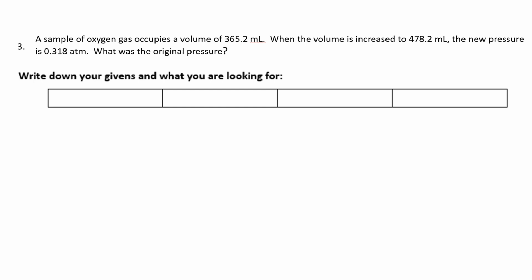Practice problem 3. We have P1, V1, P2, and V2. A sample of oxygen gas occupies a volume of 365.2 milliliters. When the volume is increased, so now our volume is changing, so this is our second, to 478.2 mils, the new pressure, that tells me that's the P2, is 0.318.